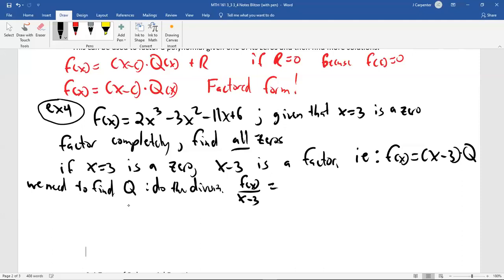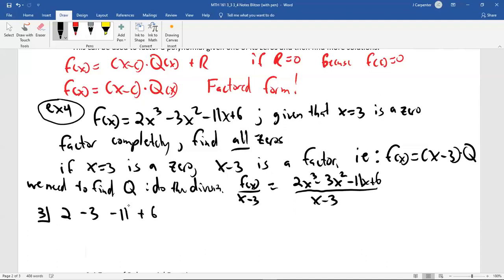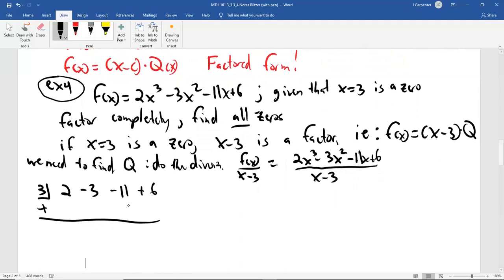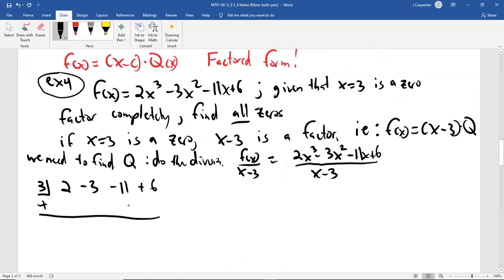So this is 2x cubed minus 3x squared minus 11x plus 6, all divided by x minus 3. So we'll set up our synthetic division. 3, to the right go the coefficients, the powers are in descending order, and all are accounted for. So 2, minus 3, minus 11, plus 6, big space, plus sign.